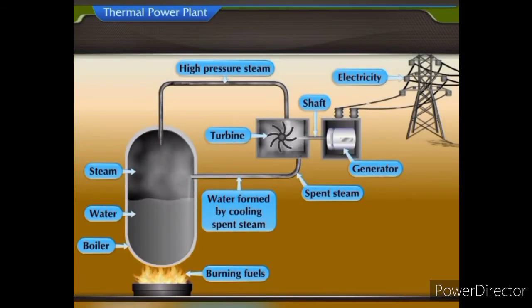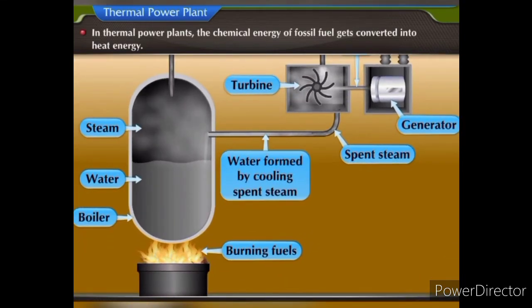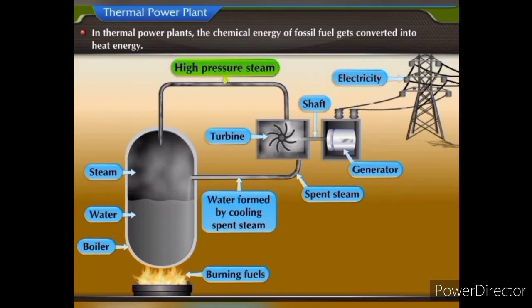In thermal power plants, the heat required to make up the steam to run the turbine is obtained by burning fuels. In thermal power plants, the chemical energy of fossil fuel gets converted into heat energy. This heat energy is used to increase the kinetic energy of the water molecules, which results in the formation of steam. The jet of high-energy steam is projected on the turbine at high pressure.